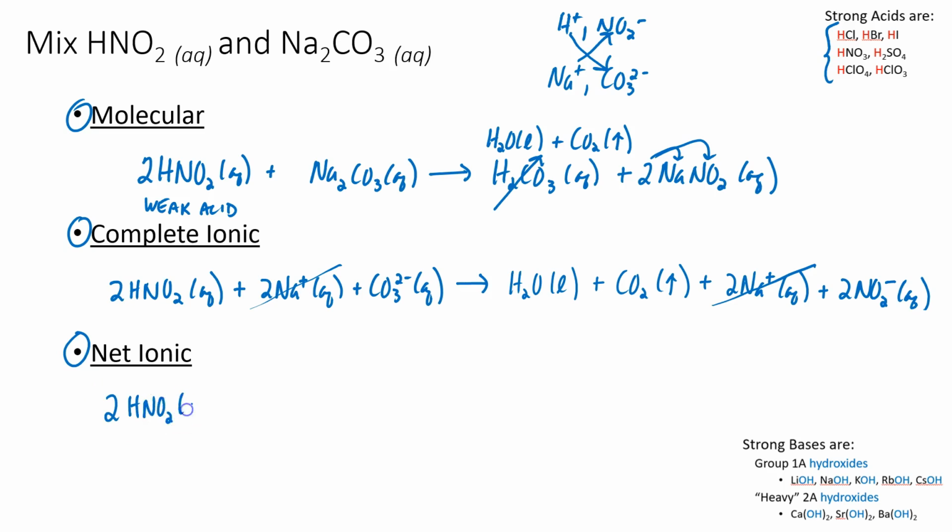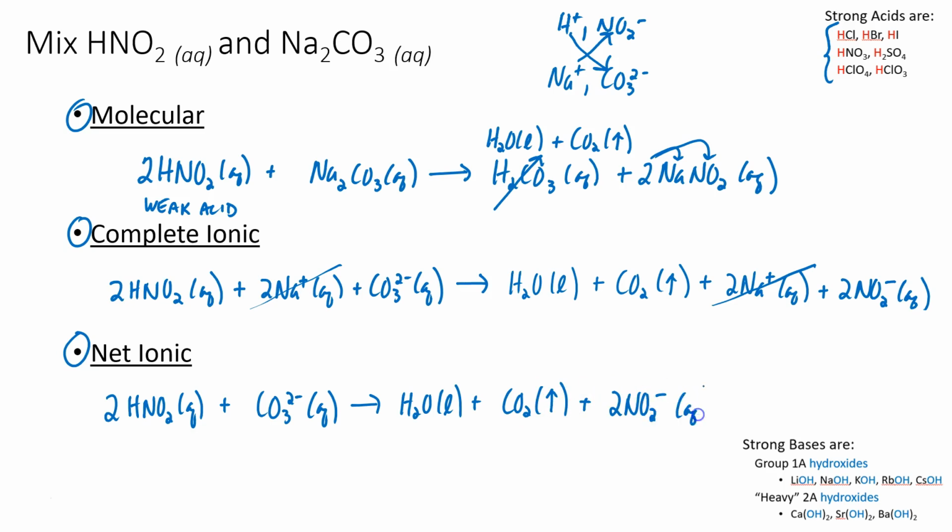So the net ionic equation is 2HNO2 plus carbonate yields water, carbon dioxide gas, and nitrite ions in the water.